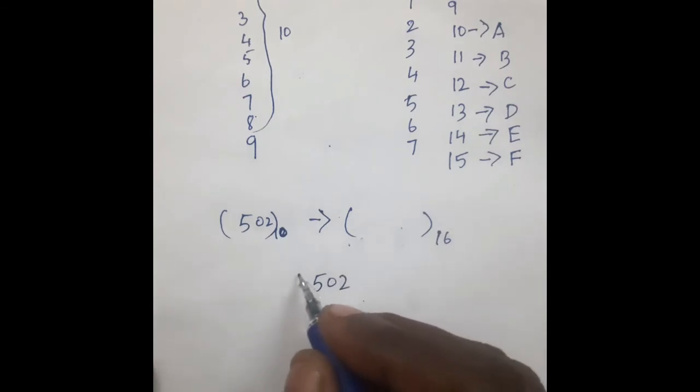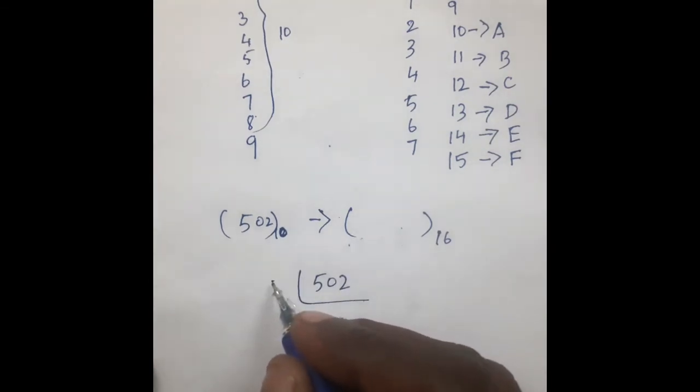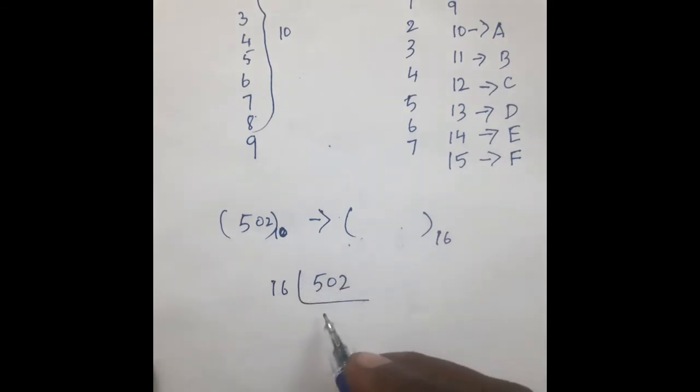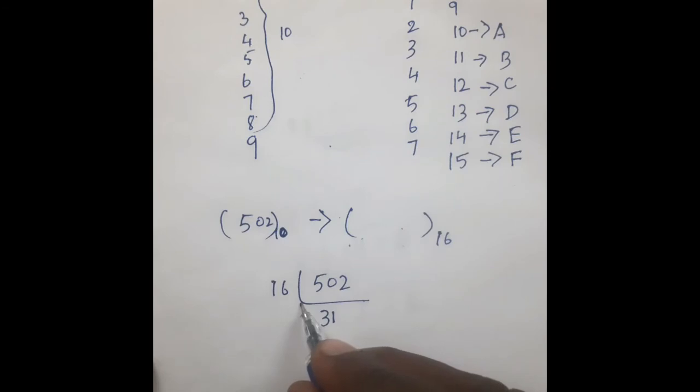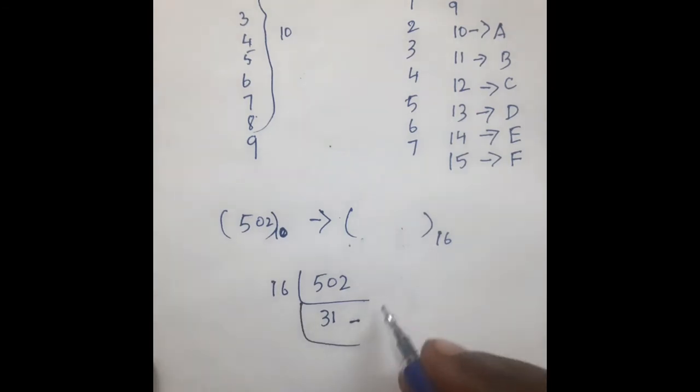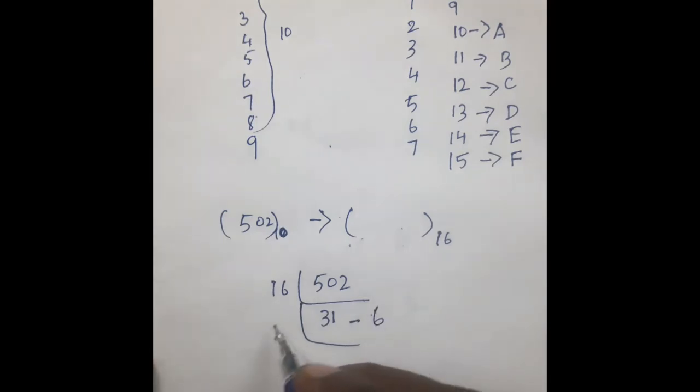502 divided by 16. So 31. 31 into 16. You will get a remainder 6. Remainder 6. Again divided by 16. 1. Remainder 15.